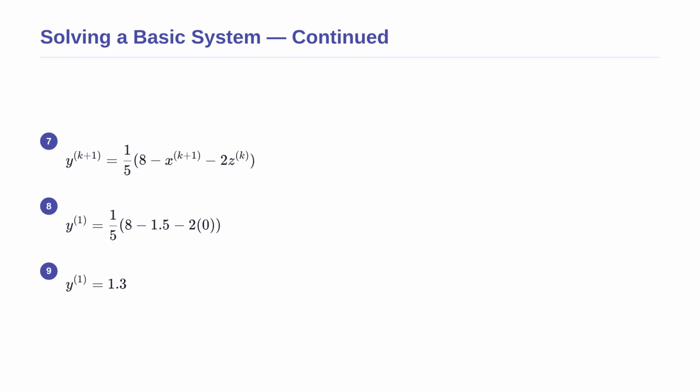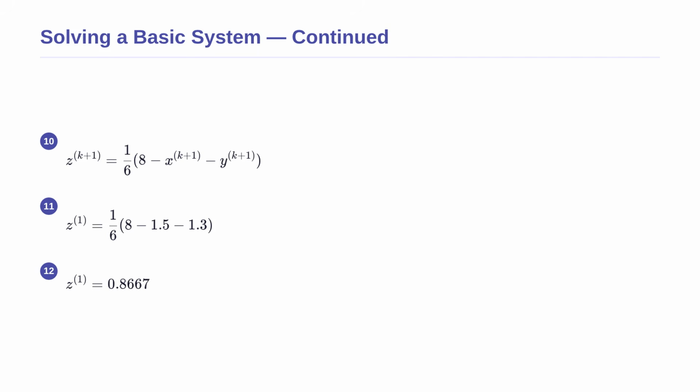This is the rearranged formula for our second variable, y. Notice that it asks for the new value of x but still needs the old value of z. We substitute our brand new value of 1.5 and our old guess of 0. Multiplying and subtracting gives us a new y value of 1.3. Having updated two variables, we are now ready to solve for the third.